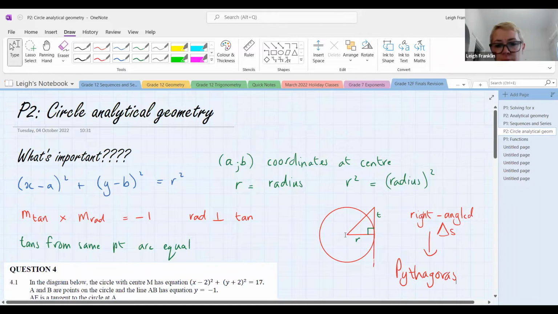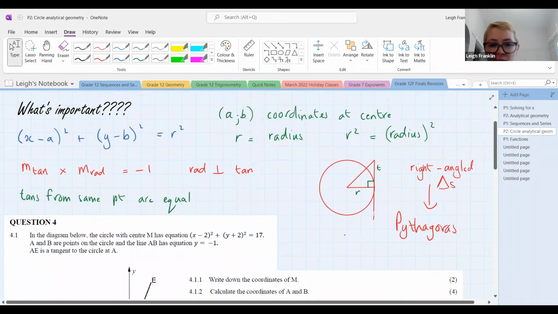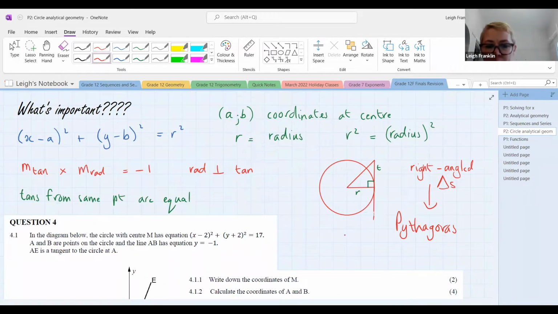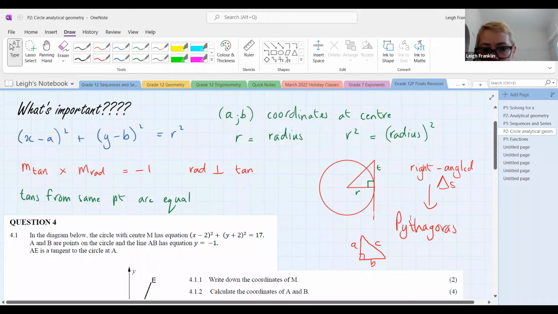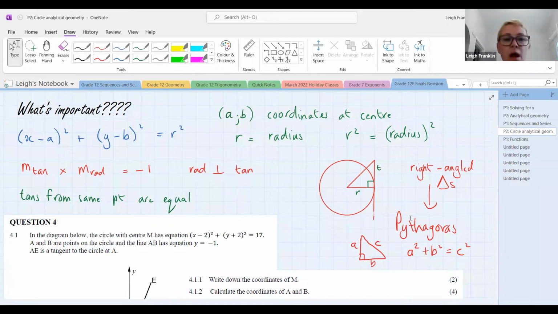All right, and the theorem of Pythagoras tells us that the adjacent side squared plus the adjacent side squared is equal to the hypotenuse squared. So for any right angle triangle, let's just draw one over here. If this side is A and that side's B and that side's C, we would say that A squared plus B squared equals C squared. Okay, so we've got to know the theorem of Pythagoras as well.